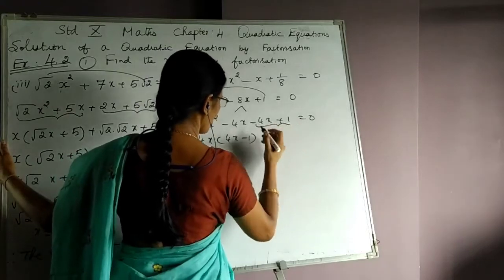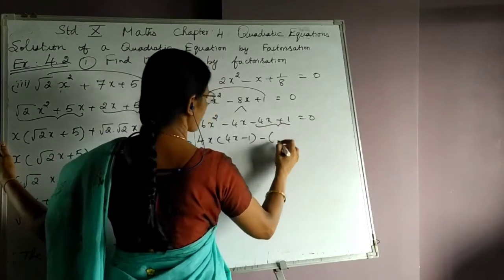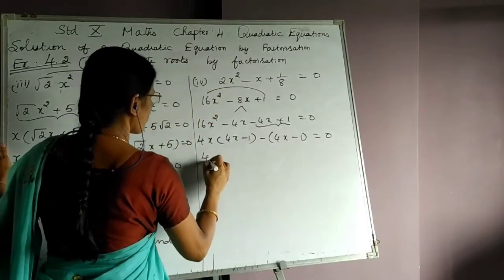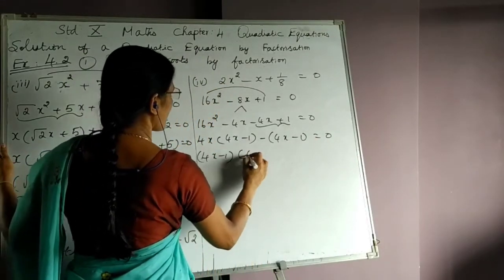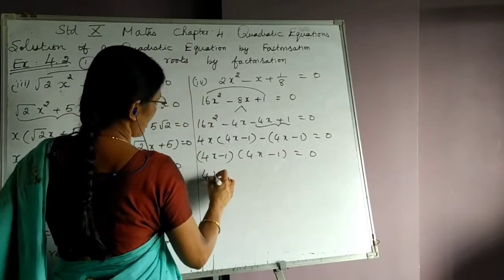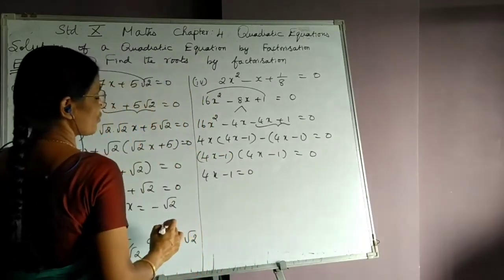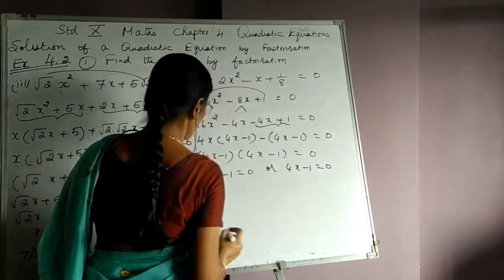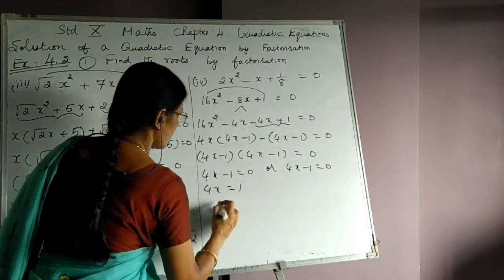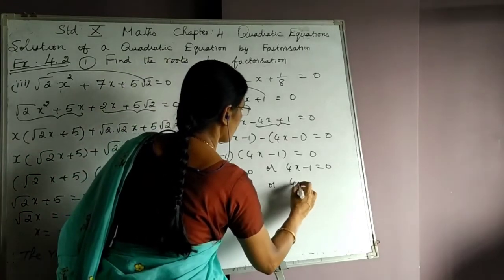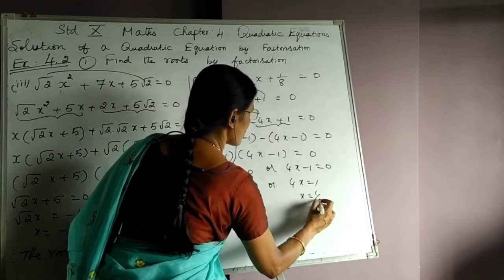The group begins with a minus sign, therefore I take the minus sign out. Inside we have to write its opposite sign. The common factor is 4x minus 1, remaining also 4x minus 1, which is equal to 0. Equating each factor to 0, we get 4x minus 1 equal to 0 or 4x minus 1 equal to 0. 4x equal to 1, x equal to 1 upon 4. Similarly here, 4x equal to 1, x is equal to 1 upon 4.